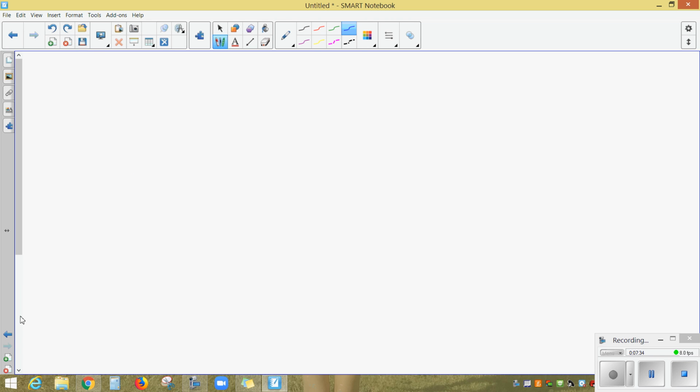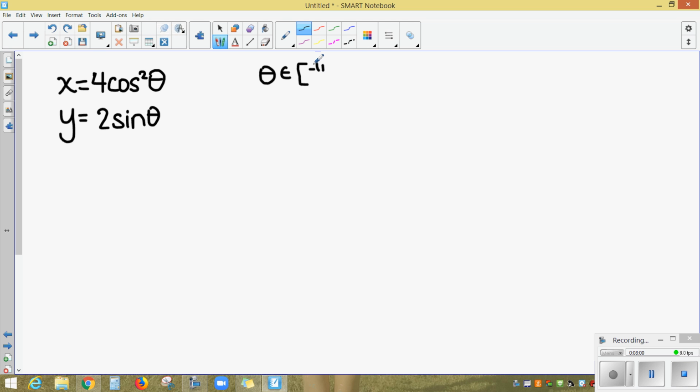So on your paper at home, let's look at this set of parametric equations. x equals 4 cosine squared theta. Instead of a t, I'm going to write a theta. If you like t's better, you can call it t. And y equals 2 sine theta. Let's let theta belong to the interval between negative pi over 2 and pi over 2. I thought that seemed kind of small.